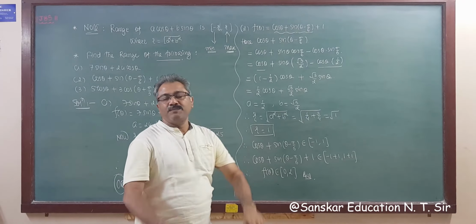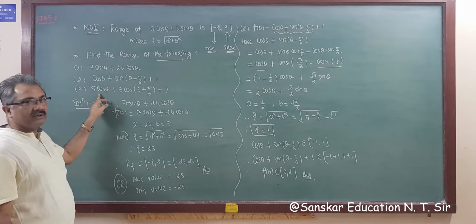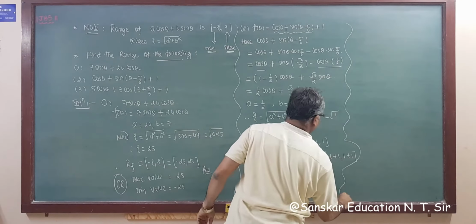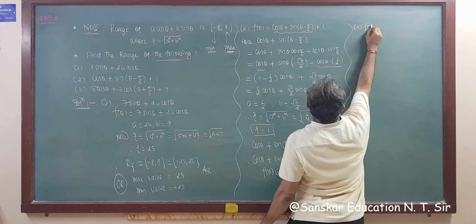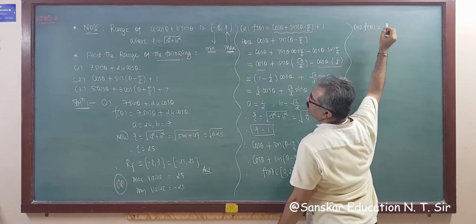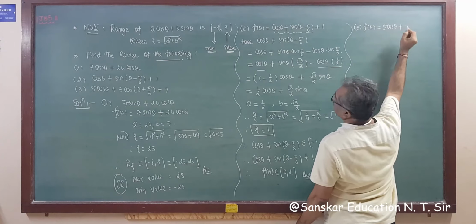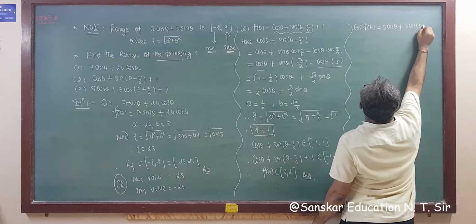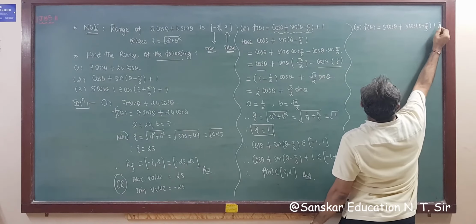So you have to solve examples like this. And there was a third one also, let us solve that too. So what will the third one be? For the third one we similarly assume f theta is equal to 5 cos theta plus 3 cos theta plus pi by 3 and plus 7.